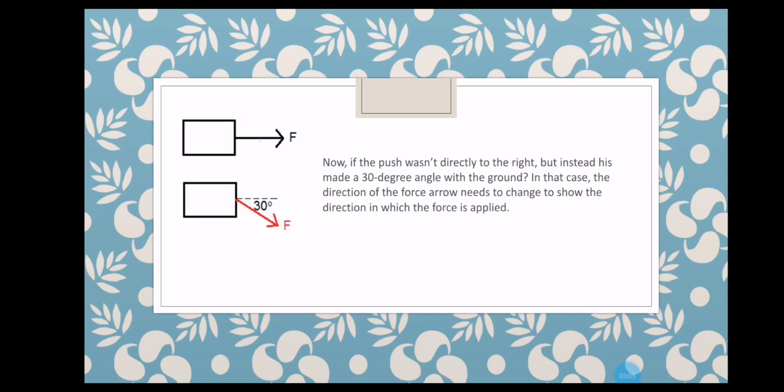Now, if the push wasn't directly to the right, but instead he made a 30-degree angle with the ground, as you can see in the figure, in this case, I have to represent the force with this direction, making 30 degrees with the horizontal. So we need to change the direction in which the force is applied. It's not always horizontal, not always vertical. Sometimes it's making a certain angle with the horizontal.